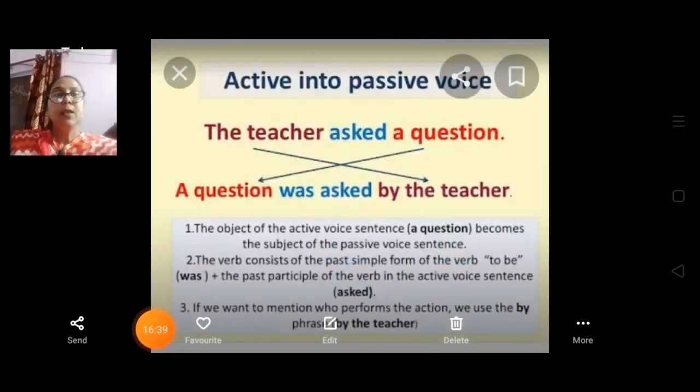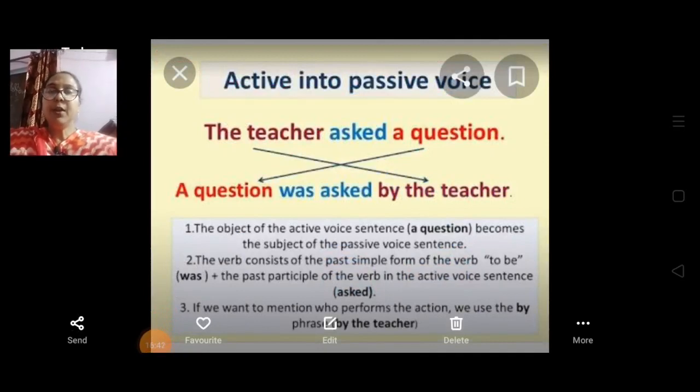Now let's see active into passive voice. I have already told you that there is a zigzag form. So always keep the zigzag form in your mind, because this is very important for you. Whenever we are changing active to passive voice, a zigzag will be there. The teacher asked a question. It is written in this picture. Here you can say a question becomes the subject in the passive voice: a question was asked by the teacher.